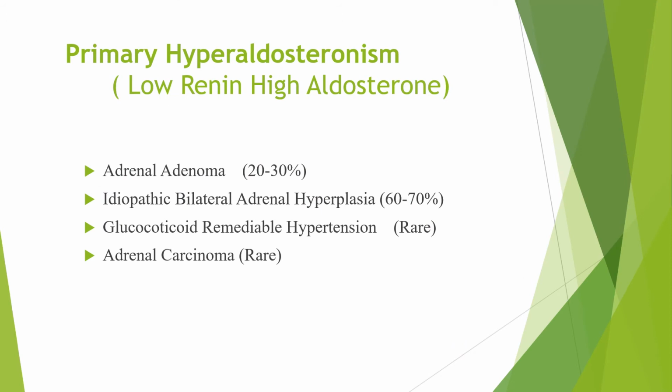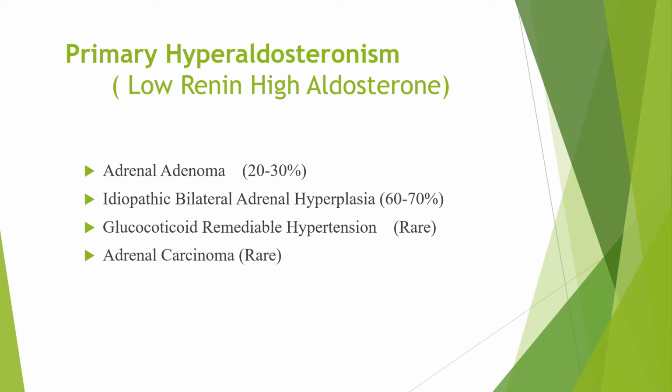So what is primary hyperaldosteronism? Anything that causes increased release of aldosterone from the zona glomerulosa of the adrenal cortex will lead to primary hyperaldosteronism. Obviously, when there is excess aldosterone from the zona glomerulosa of the adrenal cortex, it will inhibit the release of renin from the juxtaglomerular cells in the kidney because of negative feedback. So there is increased aldosterone, while on the other hand there is low renin.